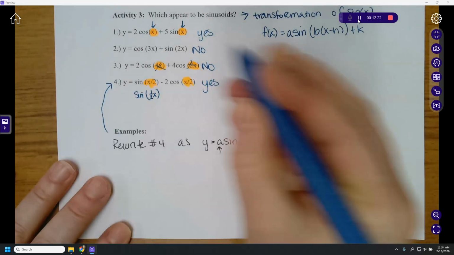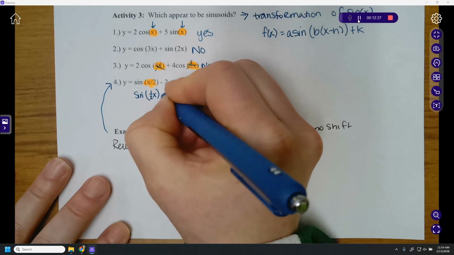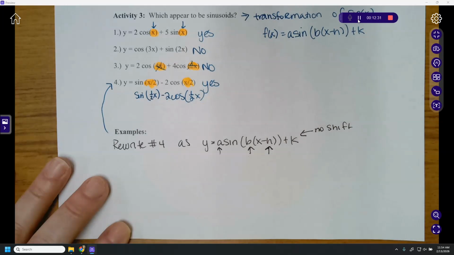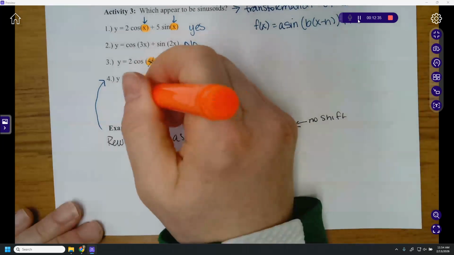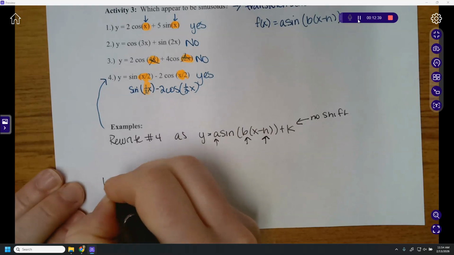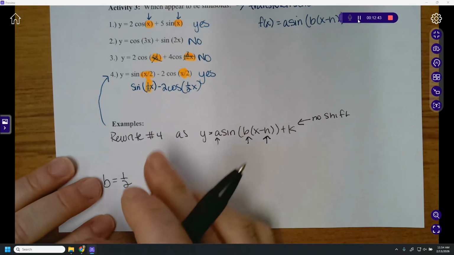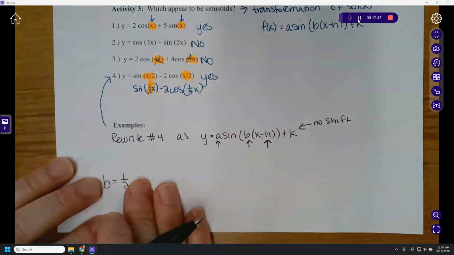So we're using example 4 here. This is sine of x over 2, or 1/2 x, minus 2 cosine of 1/2 x. So what is B? B is 1/2. So B in my new sine equation is going to be 1/2. So go take that and deal with that first, or grab that first from the equation.